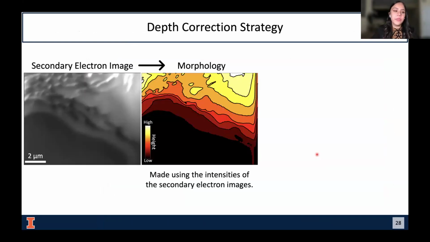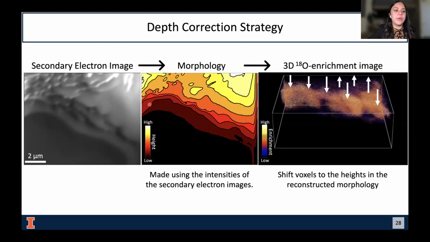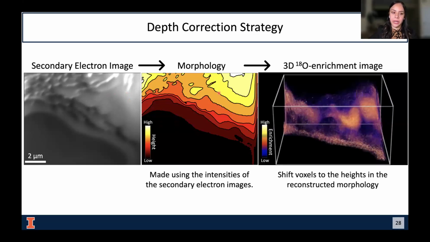So before I proceed to explaining how depth correction works, I do want to remind you again why we needed to do these morphology reconstructions. We have our morphology reconstructions that we extracted directly from the secondary electron images. And remember, the heights encoded in these morphology reconstructions will be used to shift the voxels in the uncorrected image in order to depth correct these 3D NanoSIMS images. But then how do we perform depth correction?